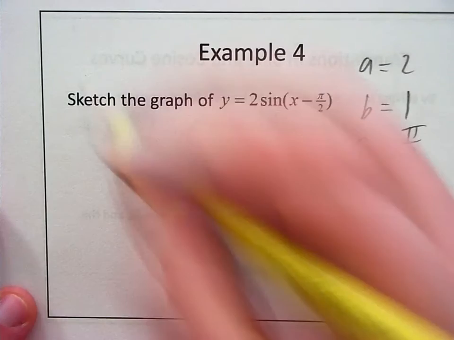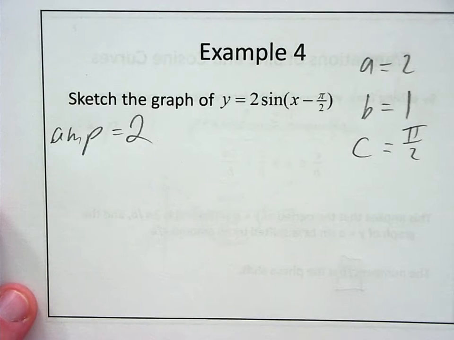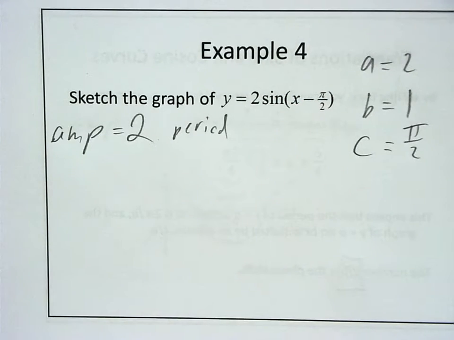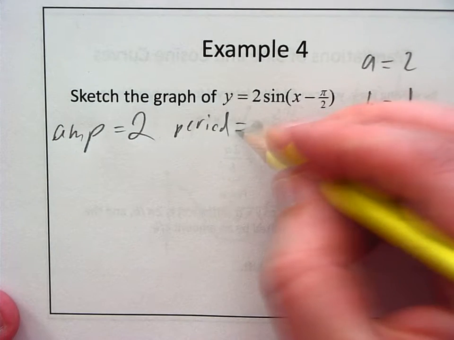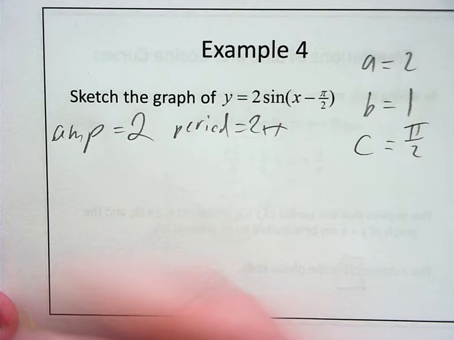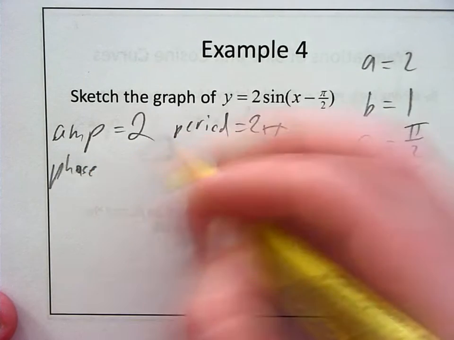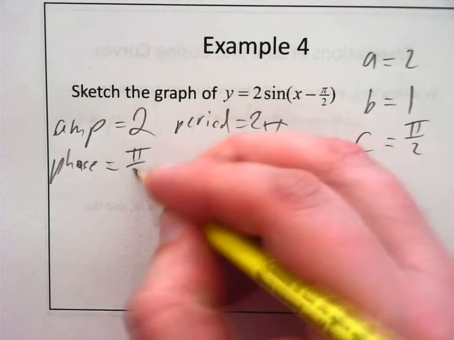So amplitude is just going to be the absolute value of A, so that's just 2 still. The period would be what? 2 pi. Because it's 2 pi over 1, it's just going to be 2 pi. And for the phase shift, that's just C over B, so that's just going to be what? Pi over 2. Pi over 2 divided by 1 is still pi over 2.